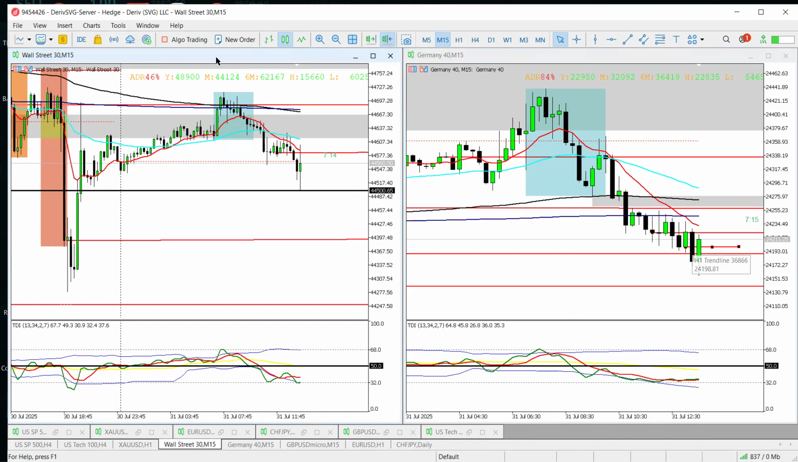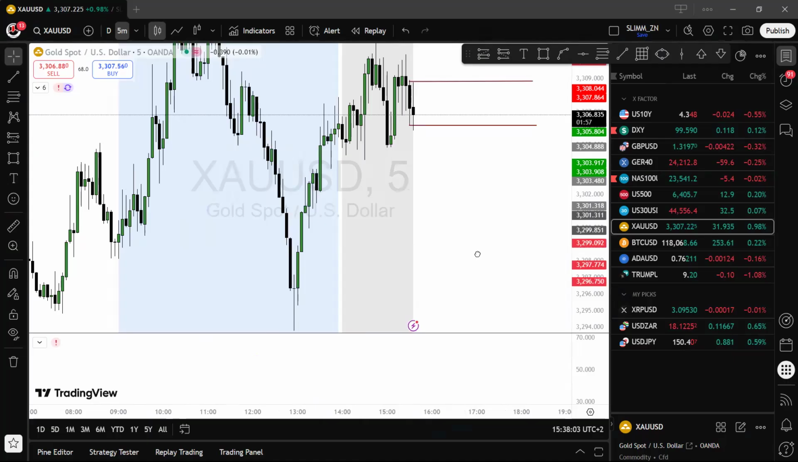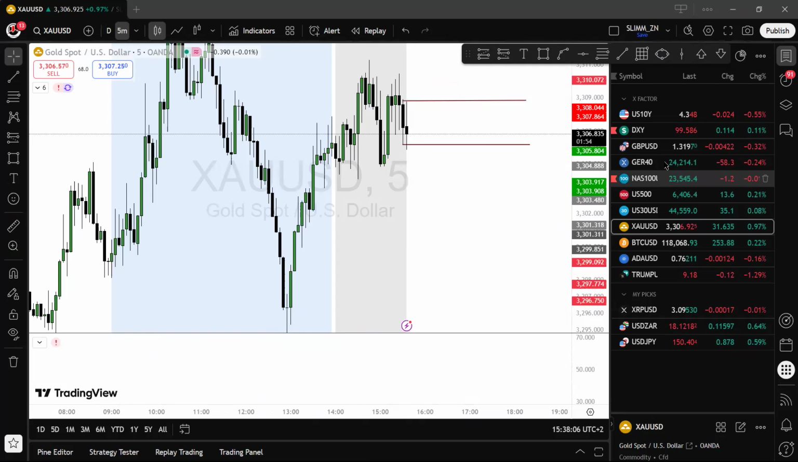Okay, I had this point of interest coming from the London session. I'll show it to you. It's coming from H4. And here I had this zone also coming from the H4. So let's see how price is going to act on those areas. In the meantime, we'll just be checking which asset is breaking out.